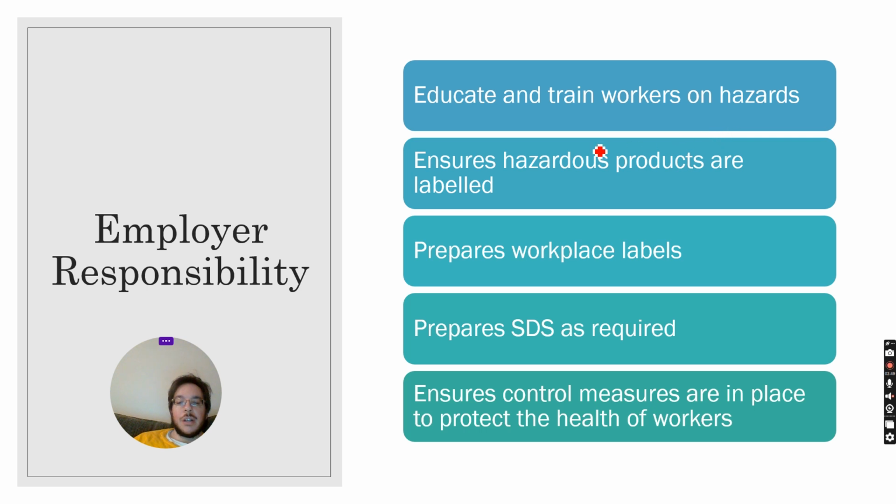The employer is responsible to educate and train workers on the hazards and ensure that hazardous products are labeled and prepare workplace labels and prepare safety data sheets. So they can take the data sheet from the manufacturer and make sure that it's available on site. And then they must also ensure there are measures in place to protect worker health.